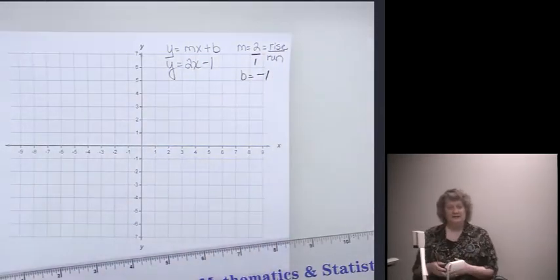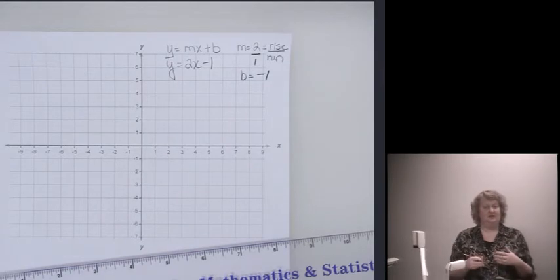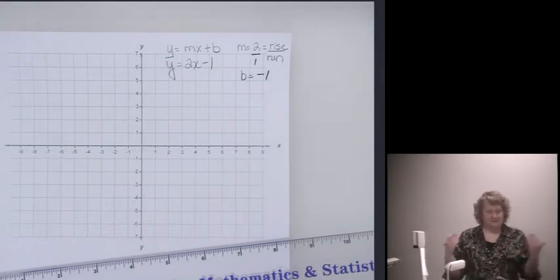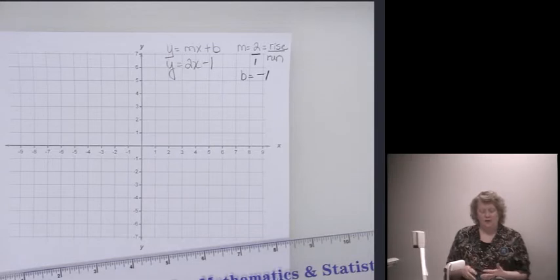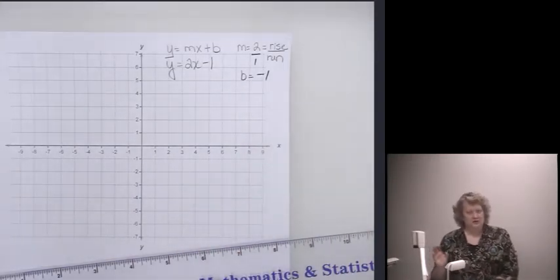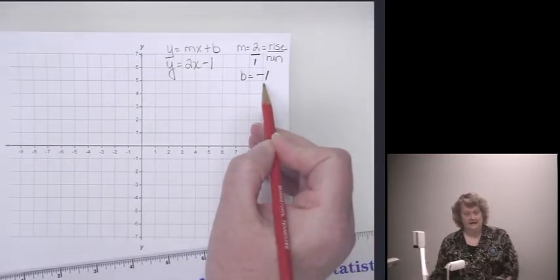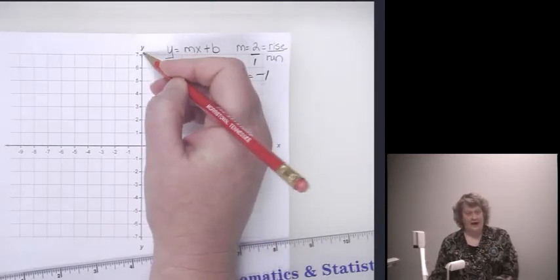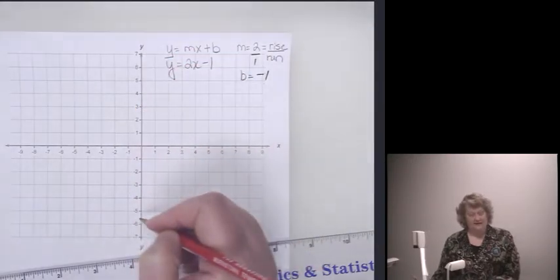Now, we have two pieces of information, and we want to use those two pieces of information together to form a line. Which one do we start with? Well, if you're going to make a fence, where do you start? You start with a corner post. Our corner post is the y-intercept. Where does it touch the y-axis? It touches the y-axis at the y-intercept.